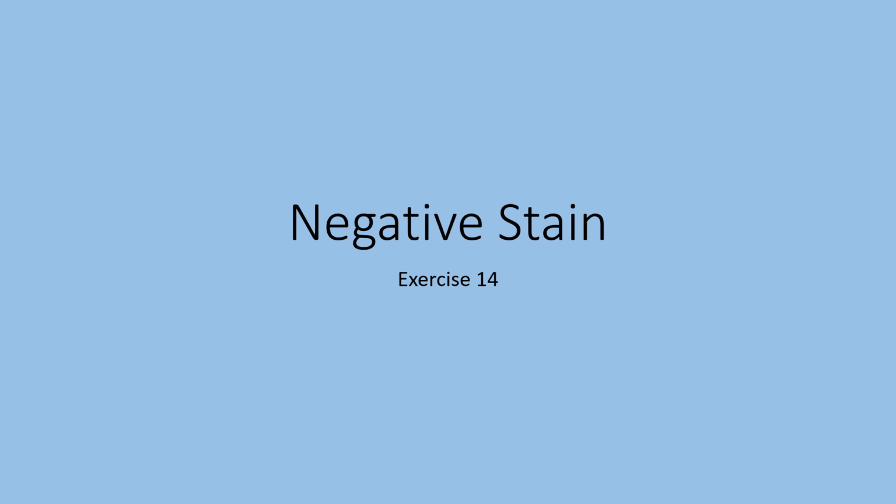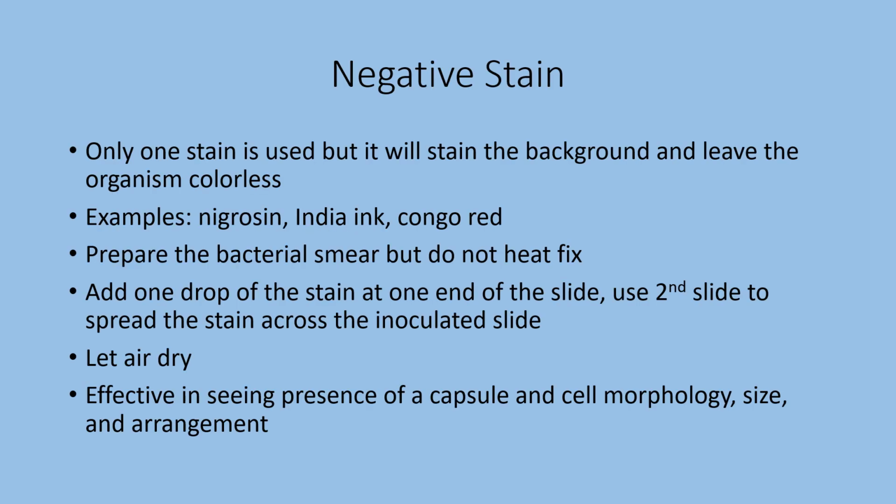The negative stain is a special type of simple stain. It is considered a simple stain because you are only going to be using one stain. Now, previously, the simple stains that you have done stain the cell but keep the white background.